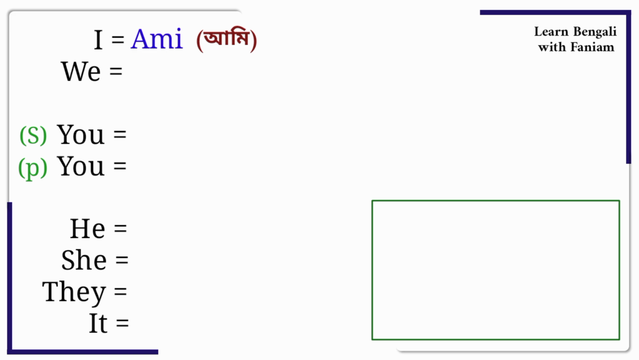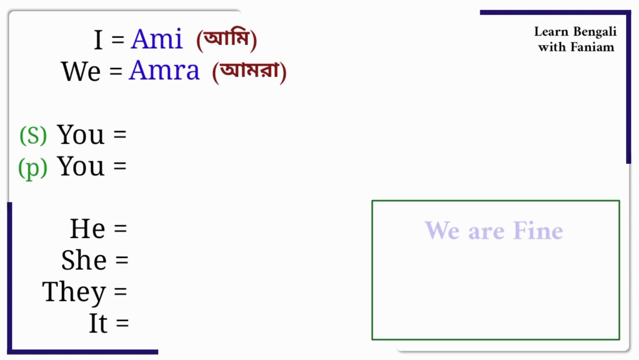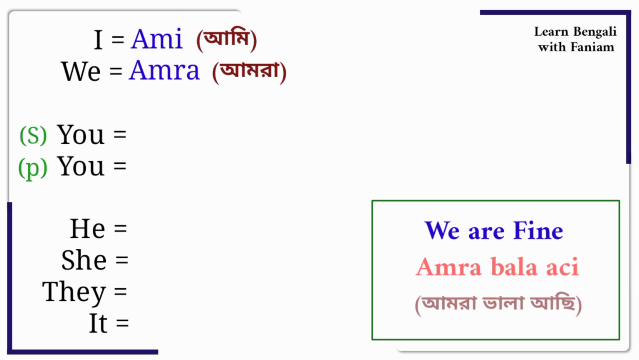Now the second one is we. For we, Sylheti people say amra. Remember one thing, this is not amora, this is amra. Amra is also Bengali and this is standard Bengali, but amra is the Sylheti regional word. The example is we are fine. Amra bala asi. Here amra is for we.